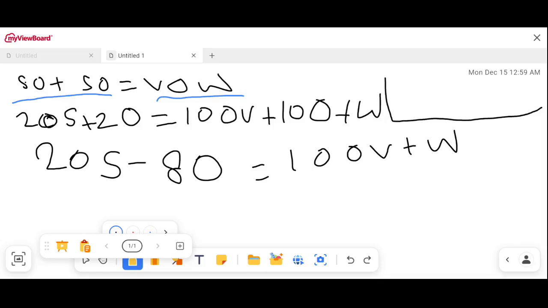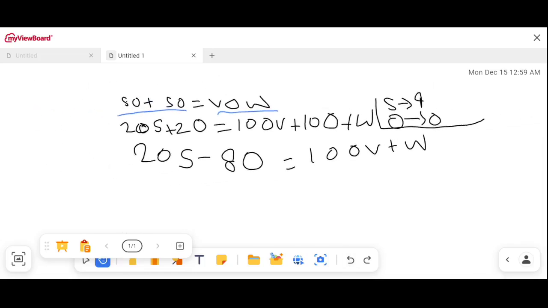So now we are taking the maximum value for S, which would be 9, and the lowest possible value for O, which would be 0. We're just taking them.